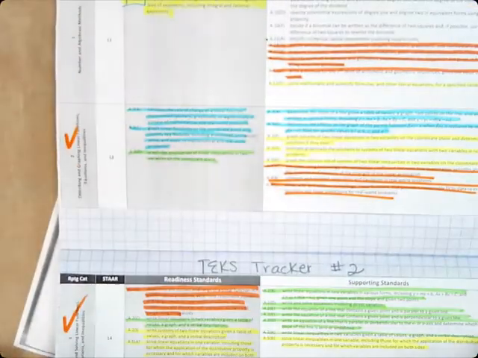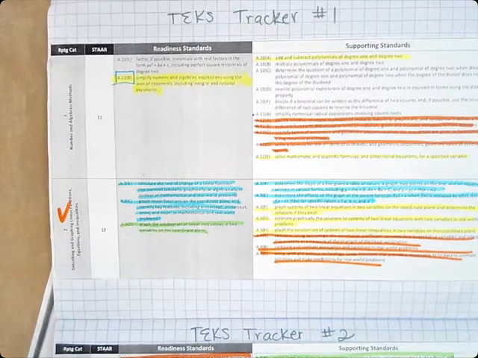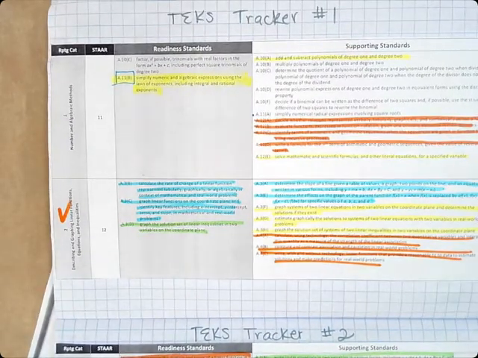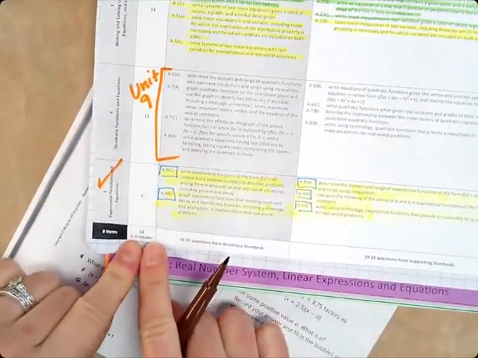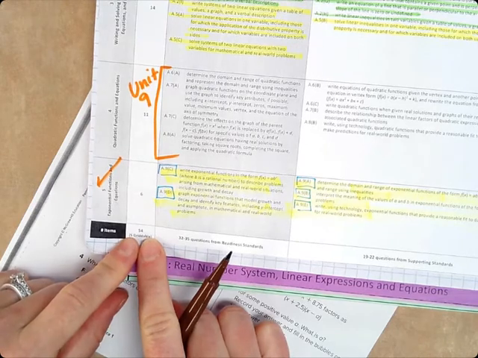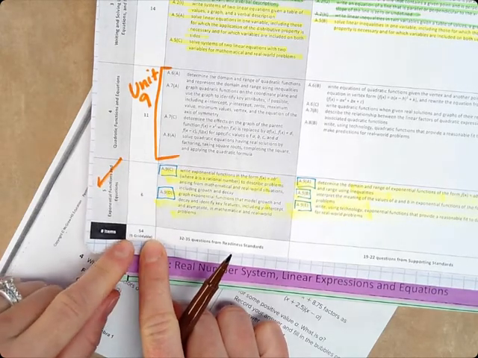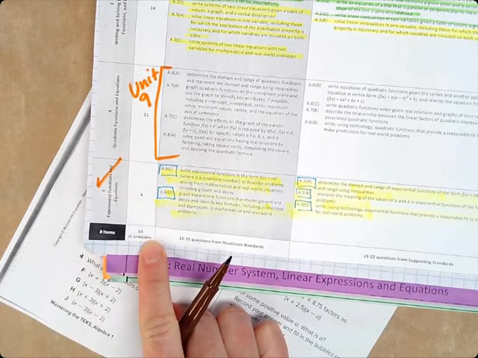Hey, we are just a few days away from the EOC. I just wanted to go through the TEKS tracker with you. If you look down at the bottom, there are 54 total items that will be on the EOC. 5 of them are griddable.